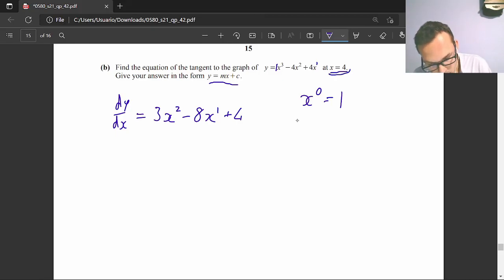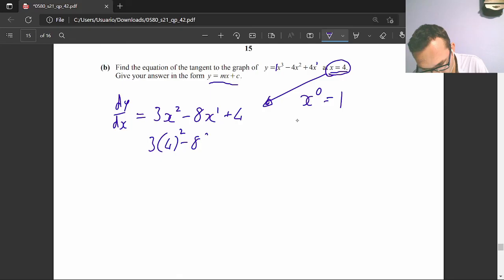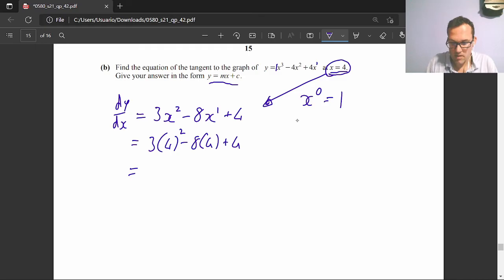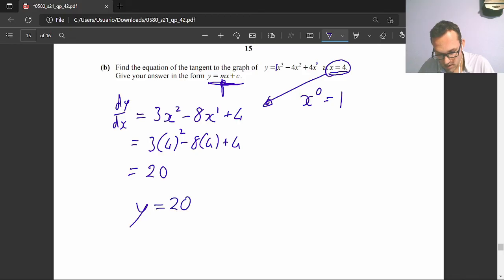Next part is they told us x is 4. So we need to substitute that into our equations. So now we've got 3 times 4 squared minus 8 times 4 plus 4. Okay, don't waste time. Let's hammer that into our calculator. 3 bracket 4 squared minus 8 bracket 4 plus 4. Okay, 20. Now remember, that is the gradient. In our general formula here, m, what is in front of the x, that is the gradient. So now we have y equals 20x plus c. That's how much we've got of the equation yet.